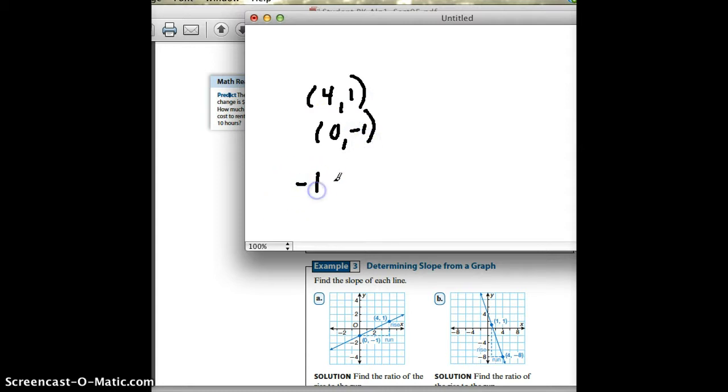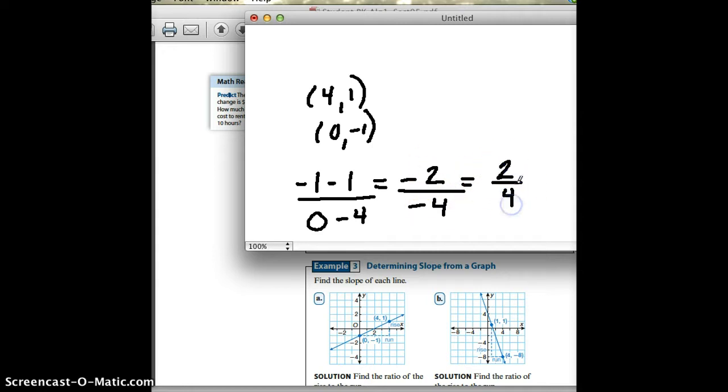So remember, start with the second, and you're going to subtract 1. Remember, the subtraction is part of the formula. And then 0 minus 4. That will give you negative 2 over negative 4. Now here's where you've got to remember: if you have 2 negatives, it becomes a positive. 2 over 4.